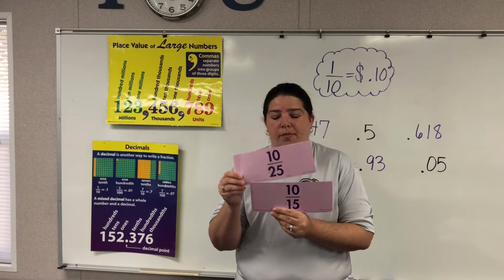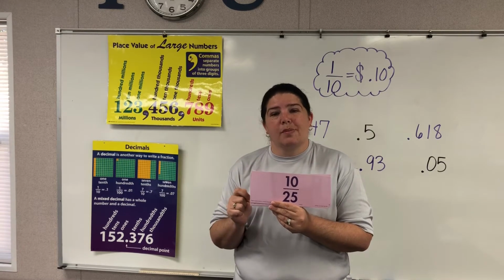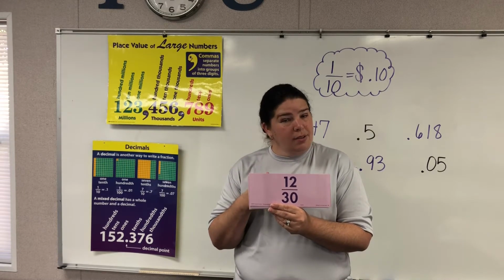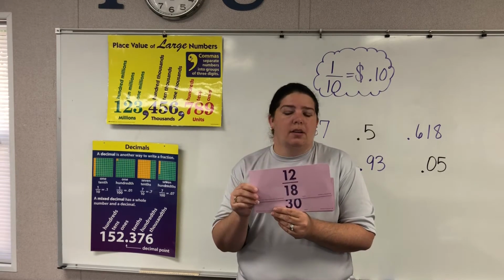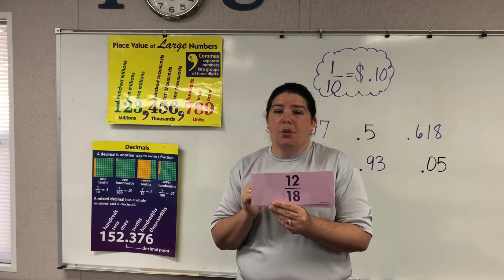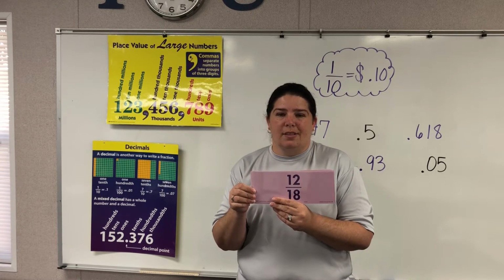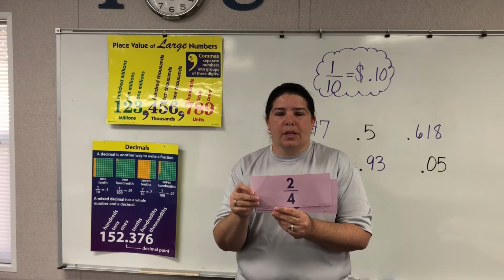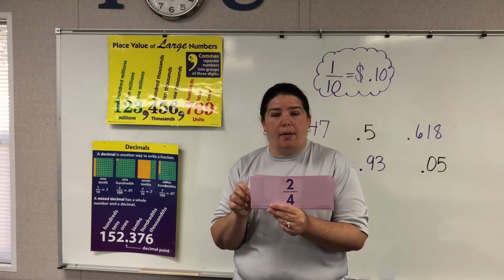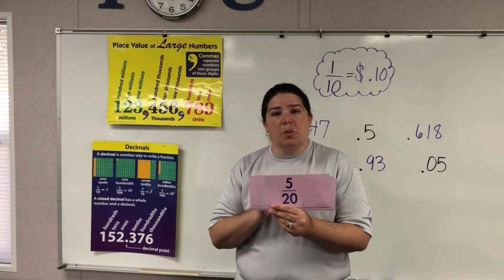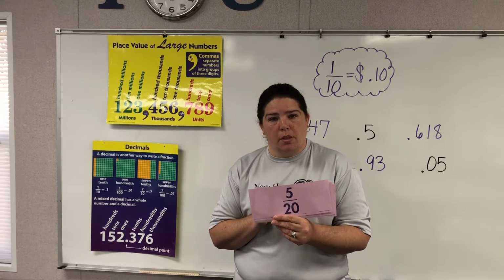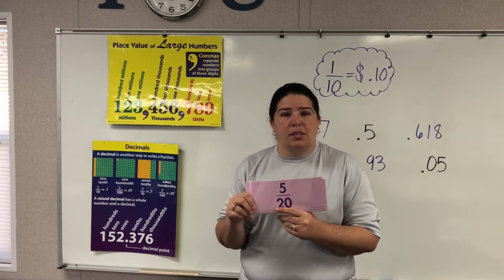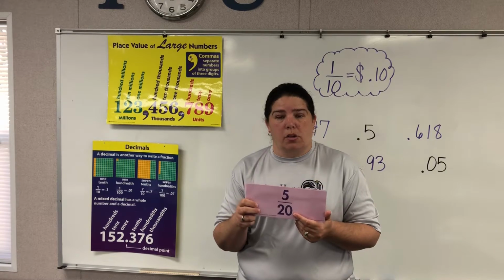2/3. 2/5. Again, 2/5. I hope you're fast. 2/3. 1/3. Should be easy. 1/2. Last one. 1/4. Very good. Make sure you're dividing the top and the bottom by the GCF, that greatest common factor.